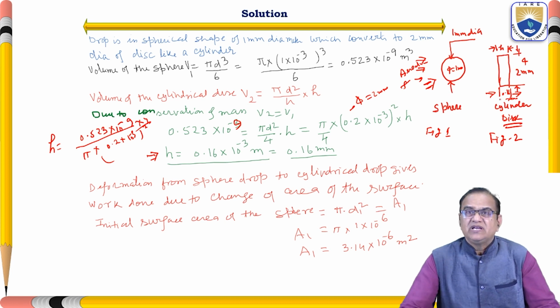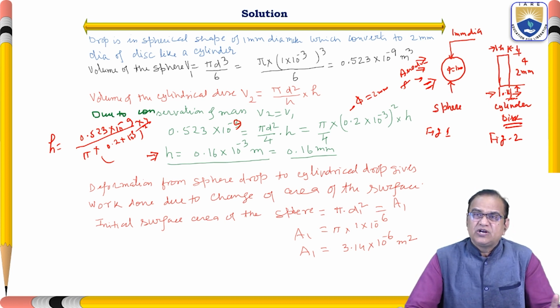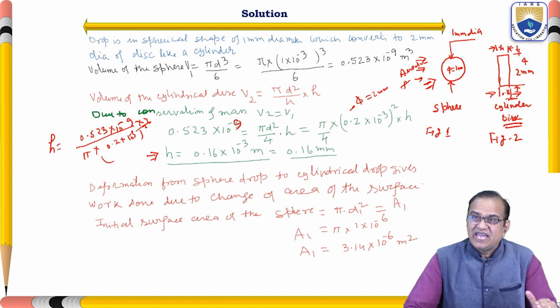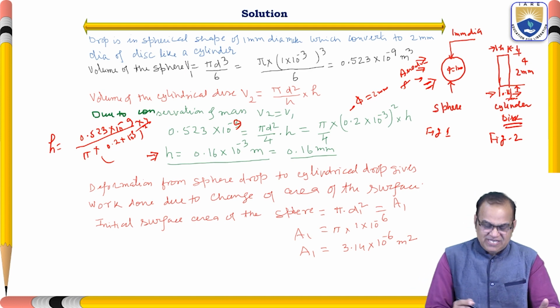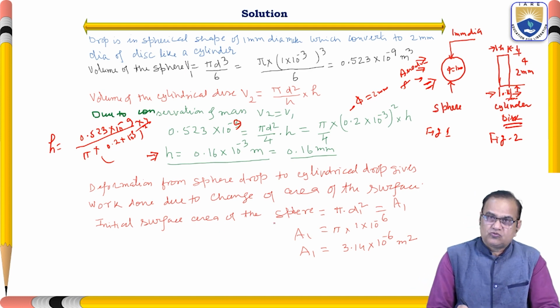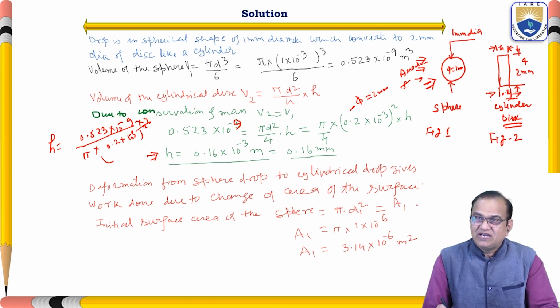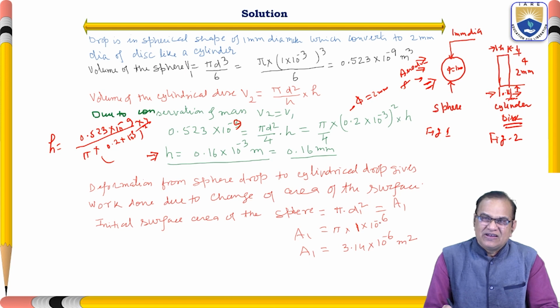Now, the deformation from sphere to the cylindrical drop gives work done due to change of area of the surface. So, the initial surface of the sphere: what is the surface area of the sphere? Pi into d1 squared, that is A1. So this is equal to pi into (1 × 10^-3) squared, which is 1 × 10^-6. So we can write that it is 3.14 × 10^-6 meter square. This is the area of the sphere.